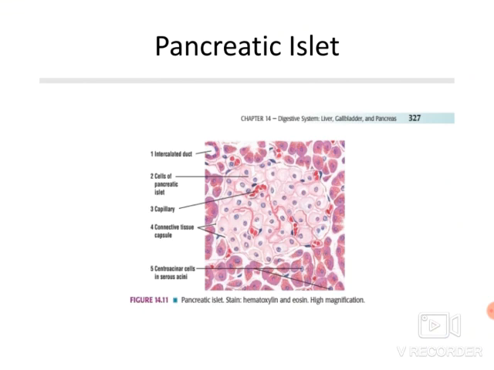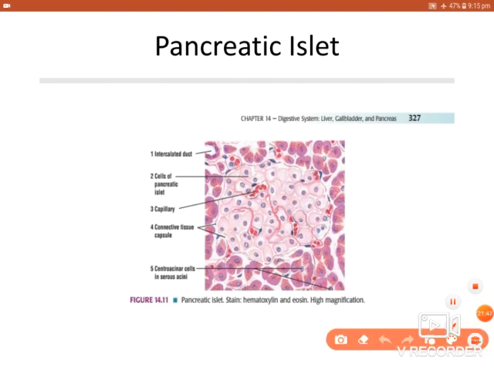This is the high power view of the pancreatic islet. Here is the acinus. You can now clearly see the pyramidal cells and the shape of the cells, with the nucleus at the base. The basal part is basophilic, blue color, and the apical part is pink color. It is showing biphasic staining.